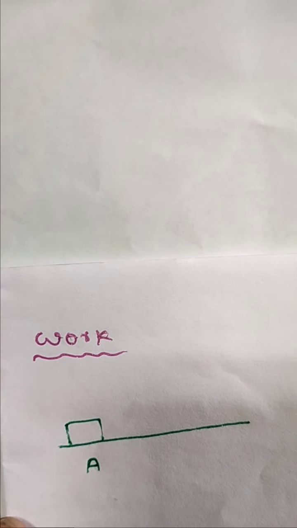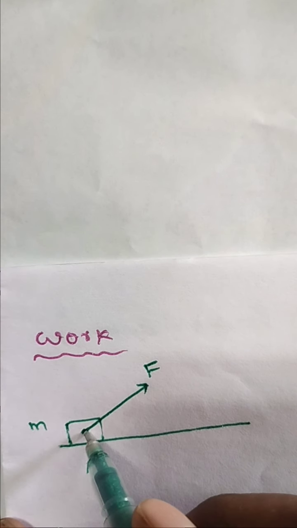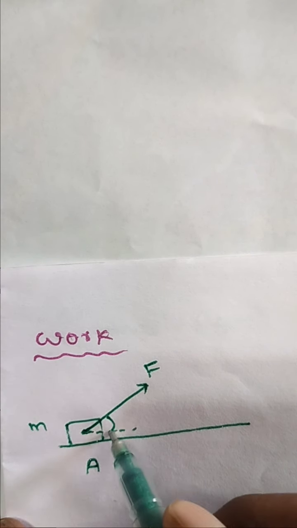Next, work. So what is the meaning of work? The work is said to be done by a force when the body moves. Suppose, for example, I am taking one platform. This is one object, right? The object is at initial position capital A, with mass M. One force capital F is acting in this direction, at an angle theta with respect to the horizontal.